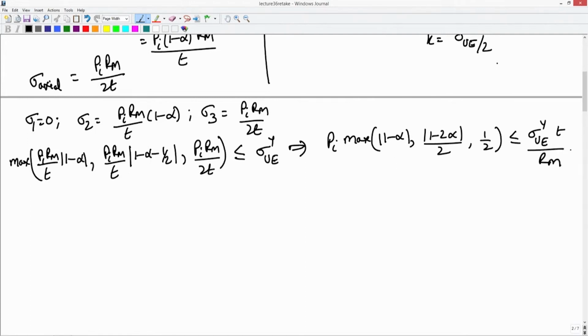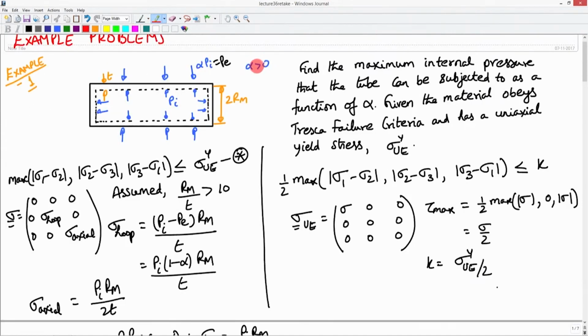Okay. Now, the task is to find out the maximum value of this thing as a function of alpha. It is given that alpha is greater than 0, because I am fixing the direction of the external pressure as acting radially inward. So, the information that alpha is greater than 0 is known to us.